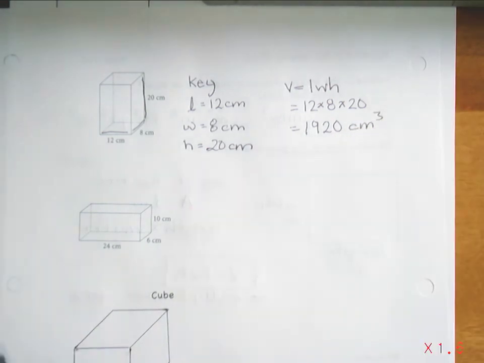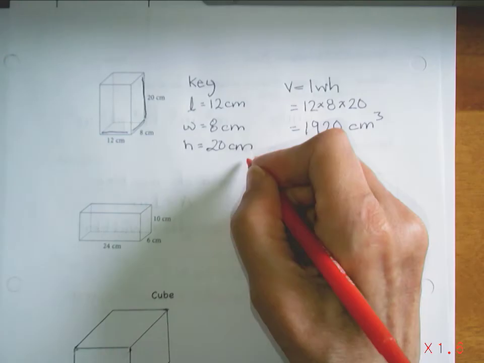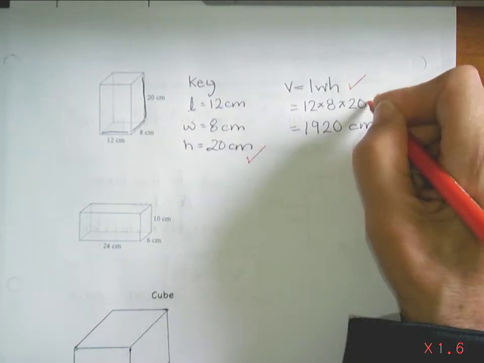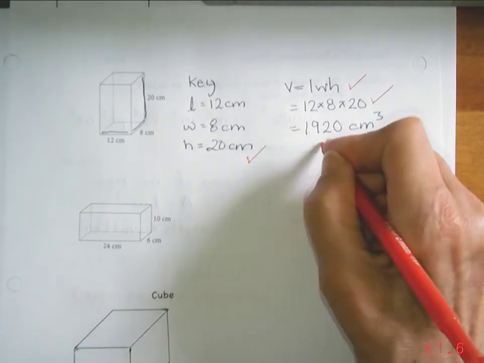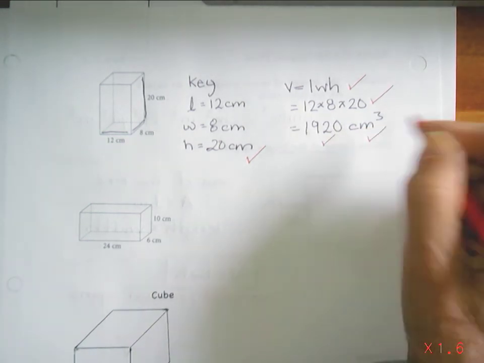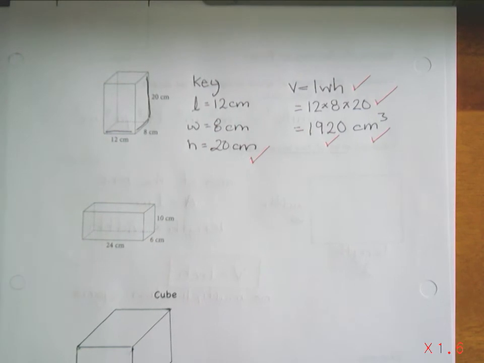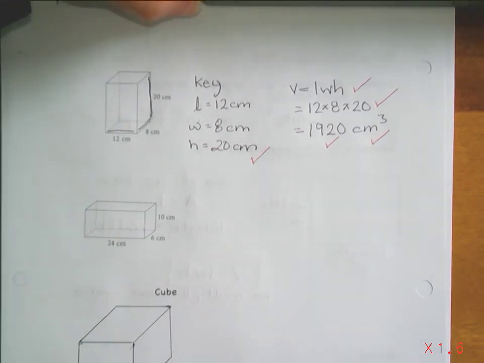So if I was looking at this, I would say they told me what they were going to use. They told me what formula they were using. They showed the numbers they were substituting. They did their calculation and they did their units. Okay, let's do one more rectangular prism.